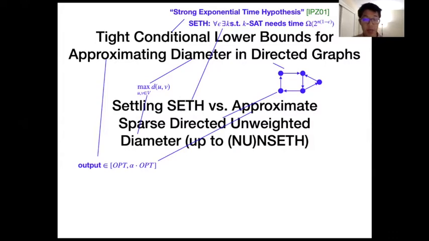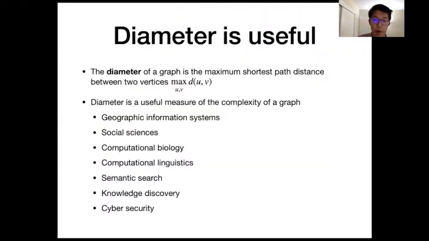Okay. So now let's jump into it. Again, the diameter is the maximum shortest path distance between two vertices, and diameter is a very natural graph parameter, and it should go without saying that we'd like to be able to compute the diameter quickly. It's a useful measure of the complexity of a graph in real-world networks. Some of the examples are listed here. And probably the most popular example of the diameter is the 6 degrees of separation phenomenon. That says that for any two people, you can take 6 connections to get from one person to the other. And this is some statement about the diameter of a social graph.